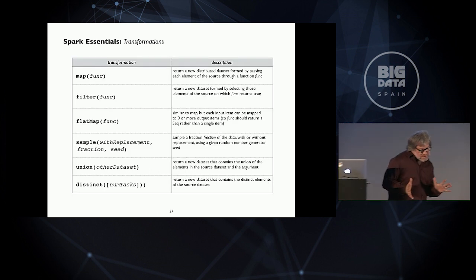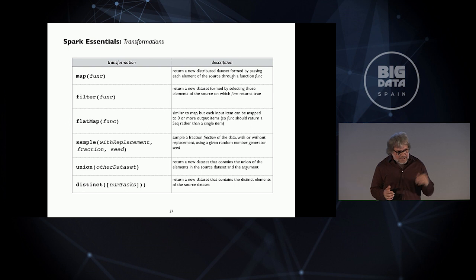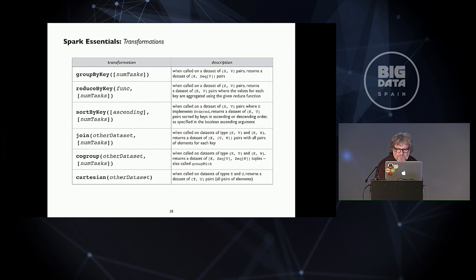Now, in terms of transformations, here's a few of them. We've seen a map, we've seen a filter, we've seen a flat map. You can sample. You can take two RDDs and union them together. You can do a distinct to get the unique elements out. It's very similar to some of the things you'd see in SQL queries.